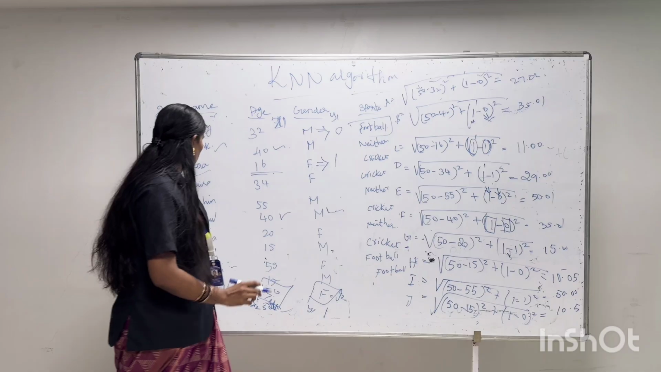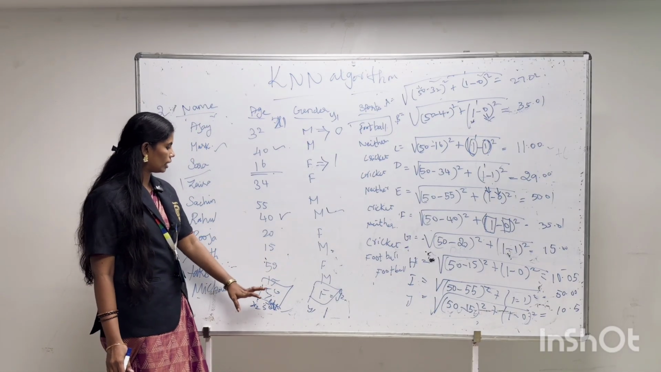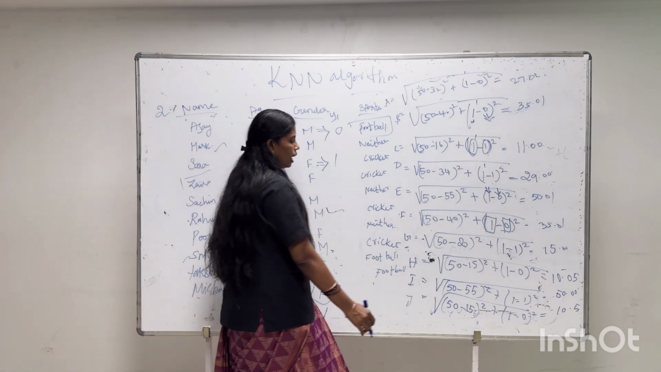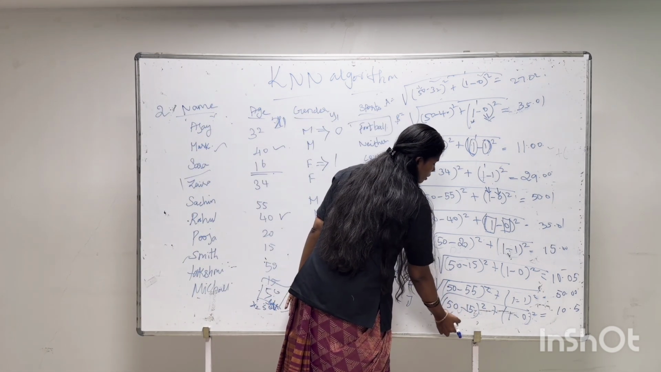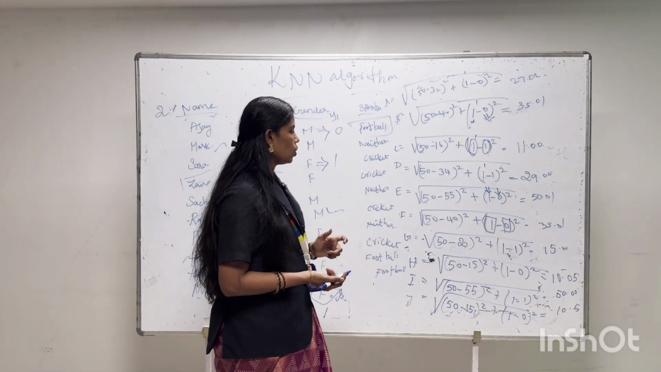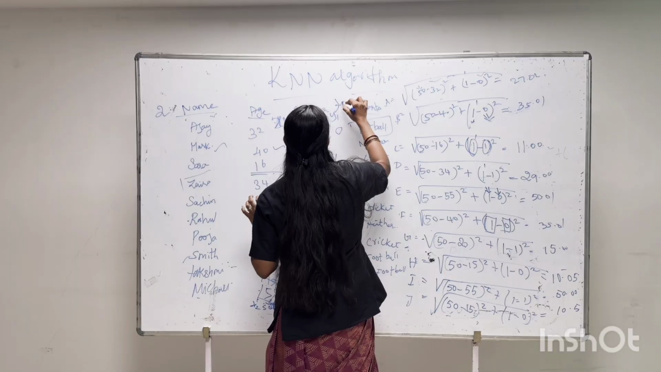So next for Michael. We all know Michael belongs to the male category, so the value will be 0. So for Angelina and Michael, the age difference will be 15 minus 15 whole square plus 1 minus 0. This is our step 2.